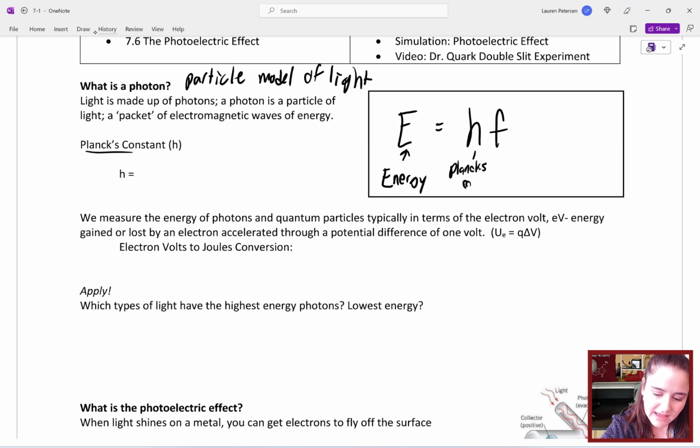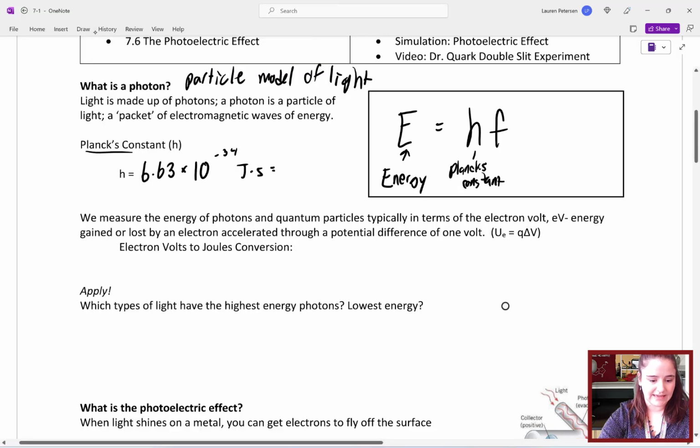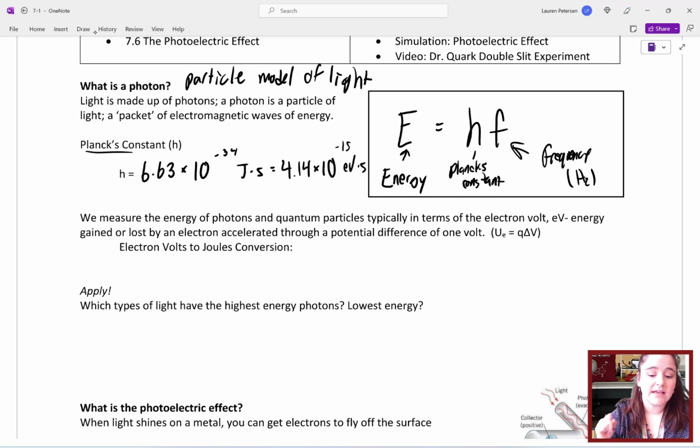Now, Planck's constant was figured out by a famous scientist, Planck, and it is equal to 6.63 times 10 to the negative 34 joule seconds. We will also typically use it in electron volts, which is equal to 4.14 times 10 to the negative 15 electron volt seconds. Oh, and f is, of course, the frequency in hertz.